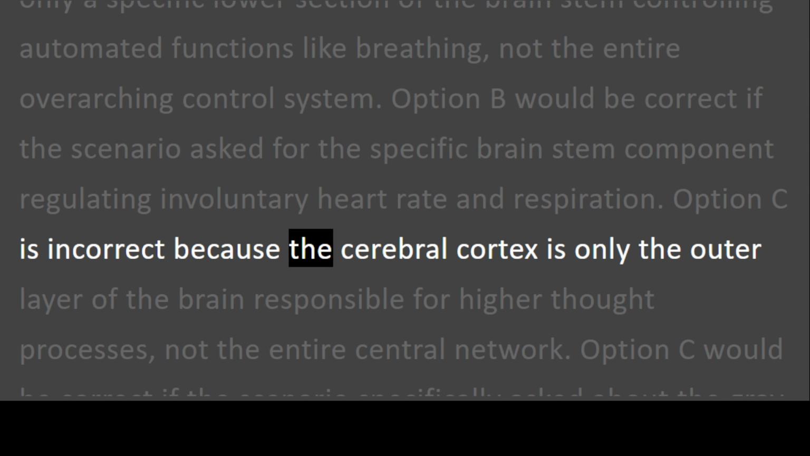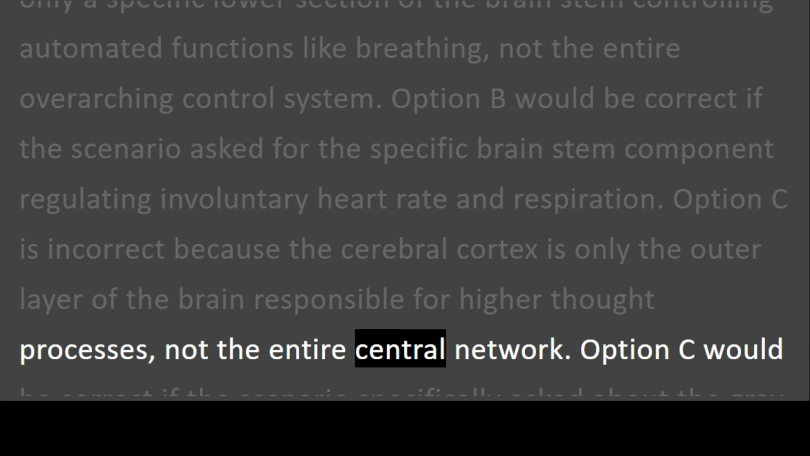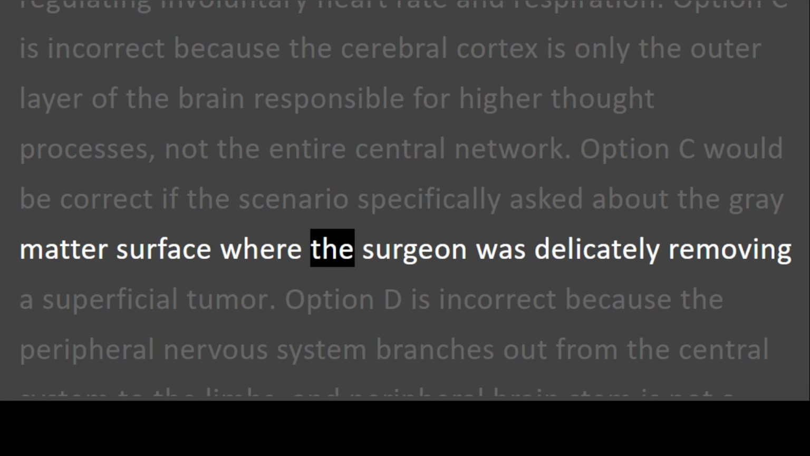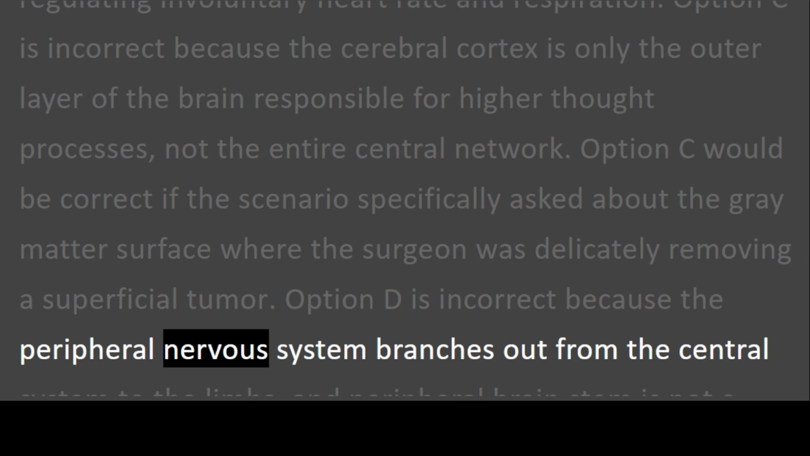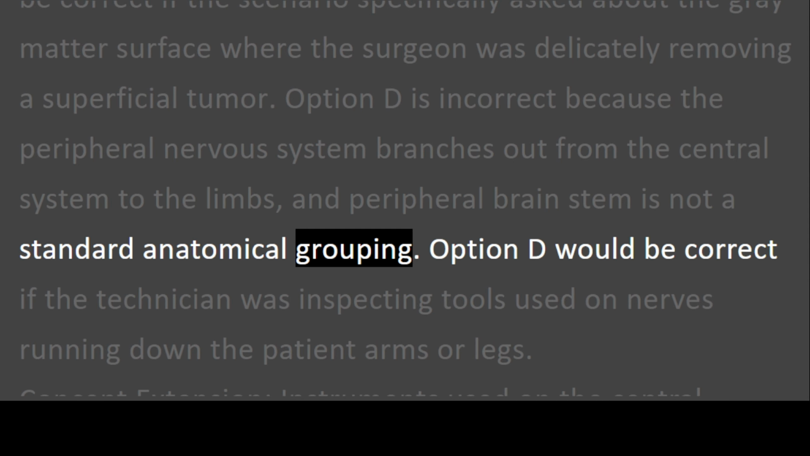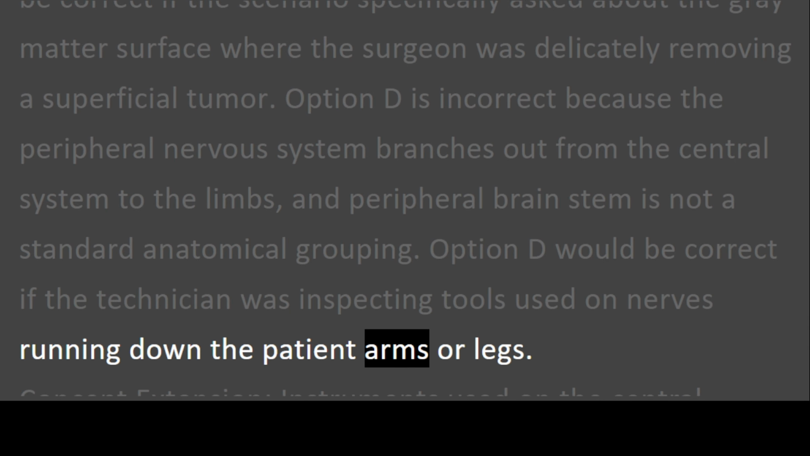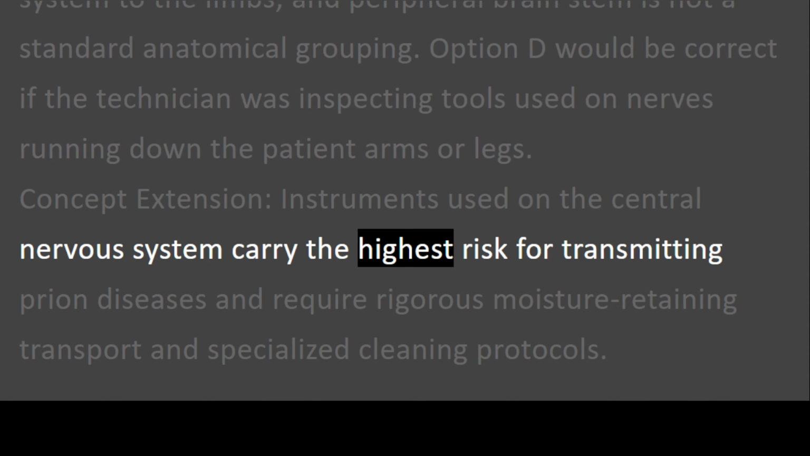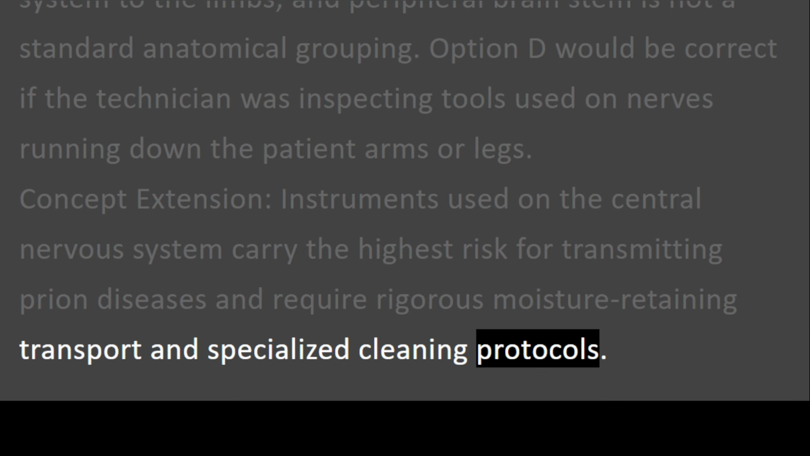Option C is incorrect because the cerebral cortex is only the outer layer of the brain responsible for higher thought processes, not the entire central network. Option C would be correct if the scenario specifically asked about the gray matter surface where the surgeon was delicately removing a superficial tumor. Option D is incorrect because the peripheral nervous system branches out from the central system to the limbs, and peripheral brainstem is not a standard anatomical grouping. Option D would be correct if the technician was inspecting tools used on nerves running down the patient's arms or legs. Concept extension. Instruments used on the central nervous system carry the highest risk for transmitting prion diseases and require rigorous moisture-retaining transport and specialized cleaning protocols.